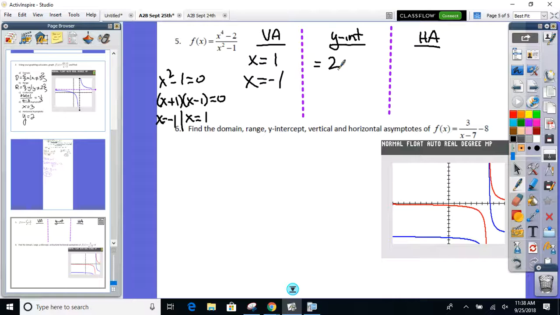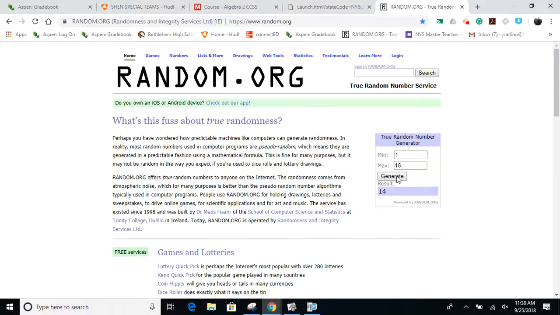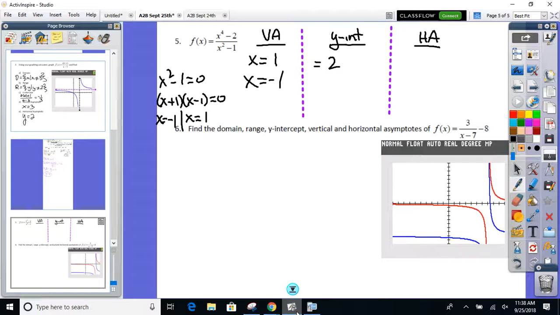Horizontal asymptote. Don't tell me the answer. Where's the degree bigger? Numerator or denominator? Okay, so if it's bigger in the numerator, that means there is none. No horizontal asymptote here. All right, none. Nice job. Other questions or comments or any concerns?